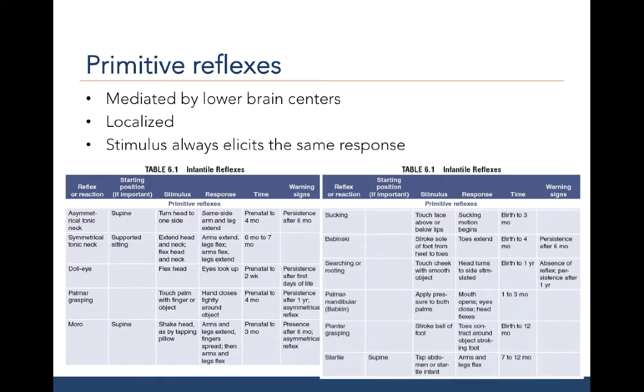Primitive reflexes are involuntary responses to specific stimulation that are mediated by lower brain centers like the spinal cord or brainstem. Reflexes are localized reactions, whereas spontaneous movements are often nonspecific and more general. The same stimulus always elicits the same response. The table here, which is also presented on page 106 of the book, describes the major primitive reflexes. We will describe two of these reflexes in detail, but you will be responsible for knowing all of these reflexes for the chapter quiz.